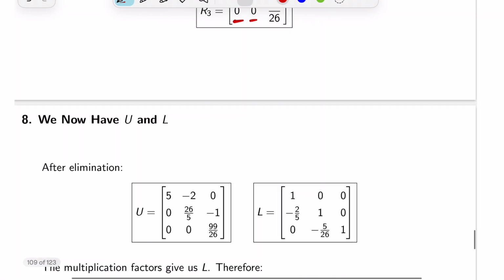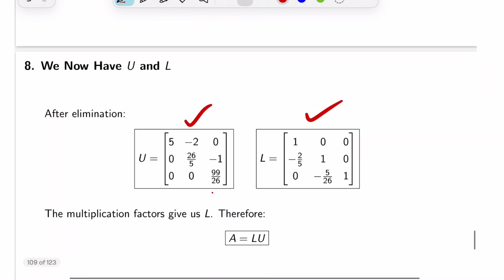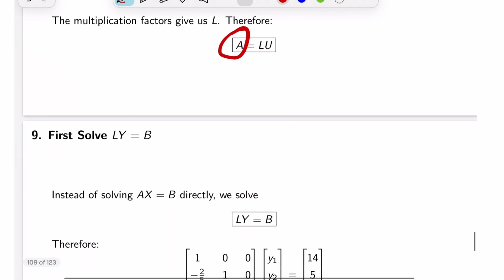Now from here we got the upper triangular matrix, and all the multipliers form the lower triangular matrix. That way we got the upper and lower triangular matrices. Now if you multiply L into U, you will get the original matrix A again. Now you have to solve.